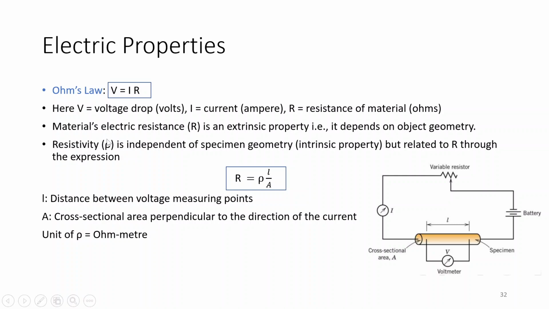Electrical properties. For Ohm's law, voltage is equal to IR, where V is the voltage drop, I is the current, and R is the resistance of the material. A material's electric resistance is an extrinsic property which depends on object geometry. Resistivity is independent of specimen geometry, which is an intrinsic property, but related to R through the expression R equals rho L upon A, where L is the distance between voltage measuring points, A is the cross-sectional area perpendicular to the direction of the current, and the unit of rho is the ohm meter.